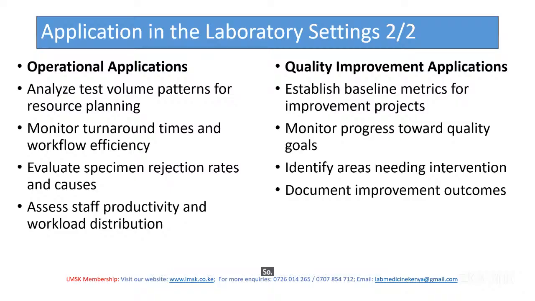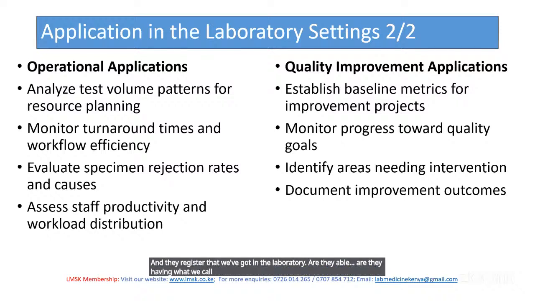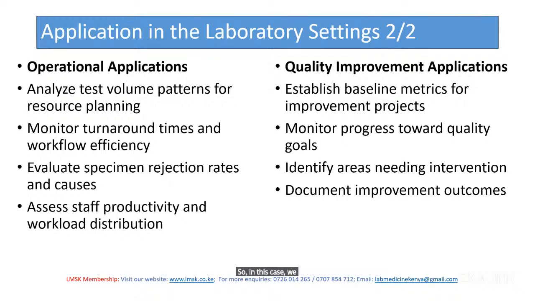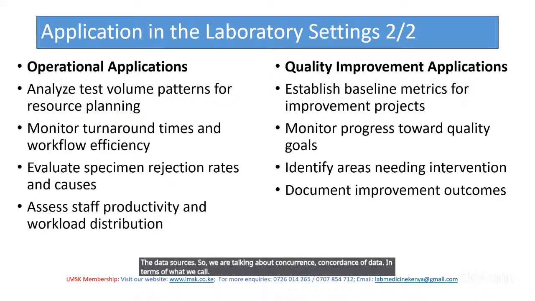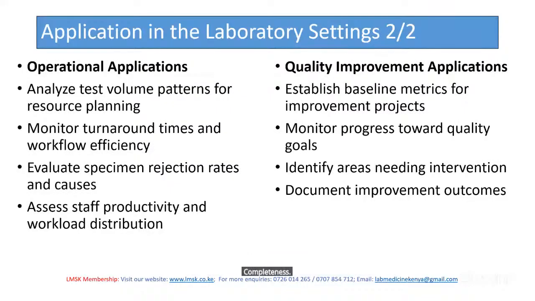So we'd want to look at these three registers, the registers in the OPD and the register we've got in the laboratory. Do they have what we call a concordance rate? In this case, we are basically talking about concurrence across the data sources. We are talking about concordance of data in terms of completeness. Are the data complete? Are the data accurate? In terms of timeliness, how are they? And in terms of reporting, how are they?